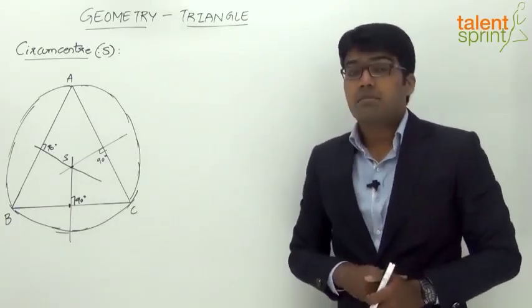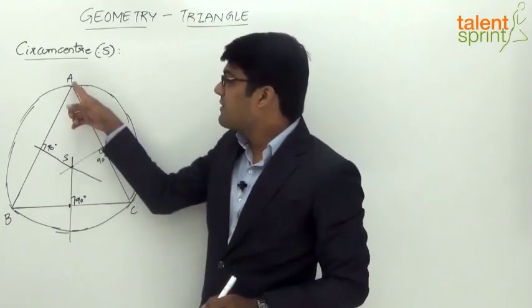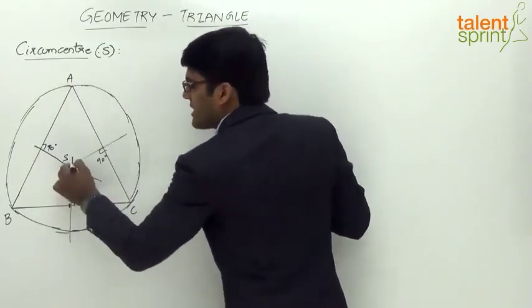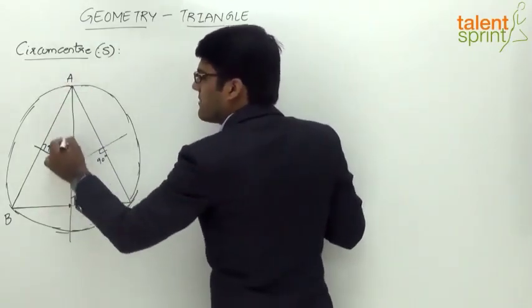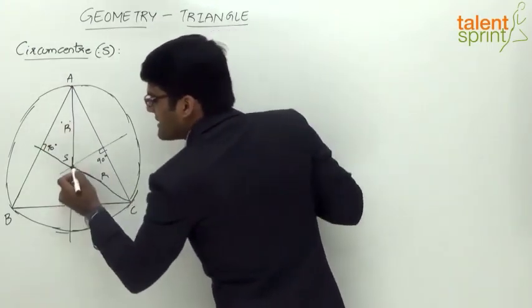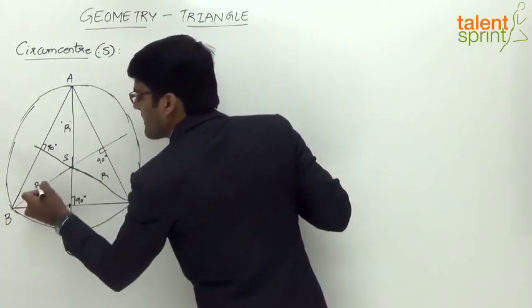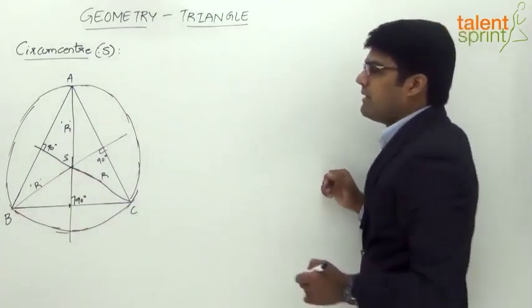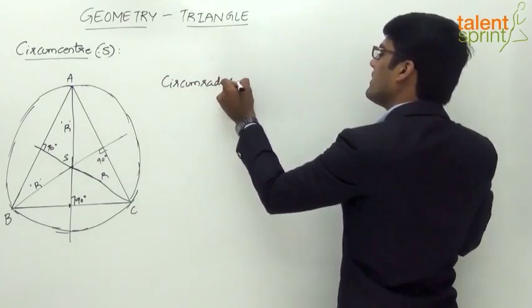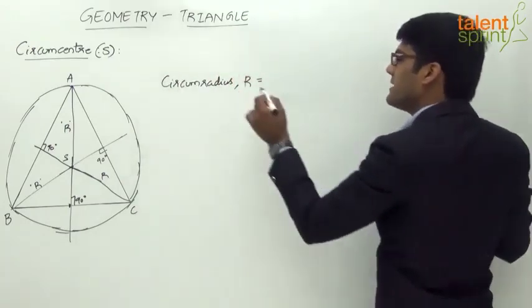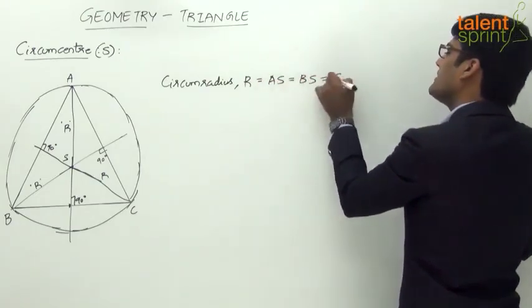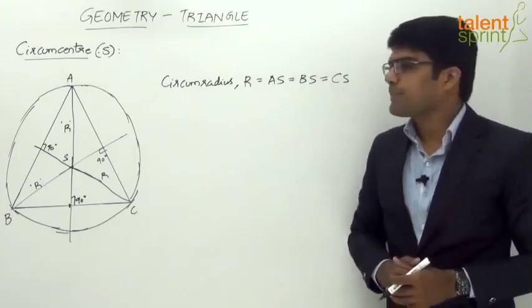Now, what is circumradius? Circumradius is the distance from the vertex of the triangle to the circumcenter, right? This can be taken as the radius. So the center of the triangle to any of the vertices is known as the circumradius, which is denoted by capital R. Likewise, SC is also the circumradius and SB is the circumradius. Okay, so we can say that the circumradius R is equal to the distance between the circumcenter and the vertex, which can be taken as AS or BS or CS. All these 3 would be equal there.